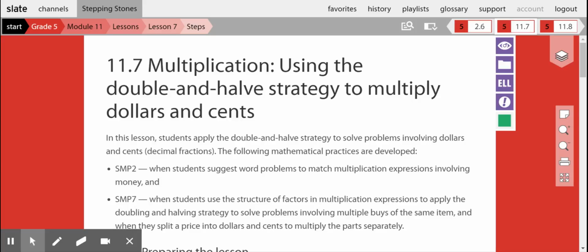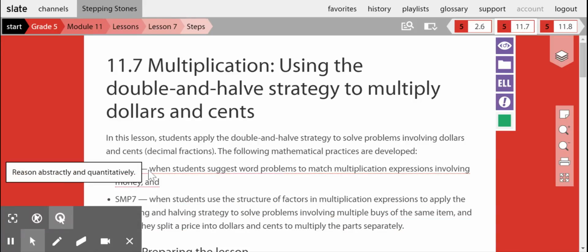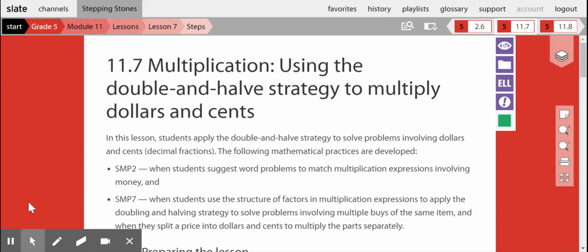Today's new lesson is 11.7, multiplication using the double and half strategy to multiply dollars and cents. So this is a little bit more real world math. This is the type of thing that I would use in the real world, and I'm going to give you some examples and help you through some of this lesson.